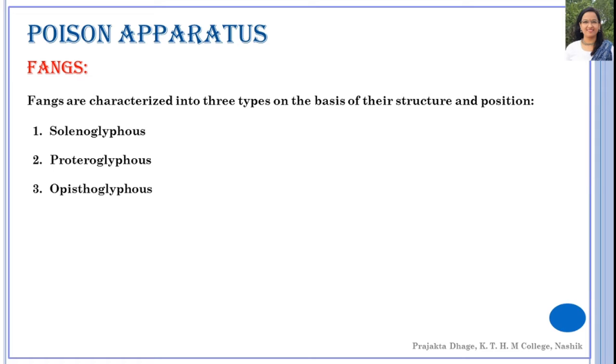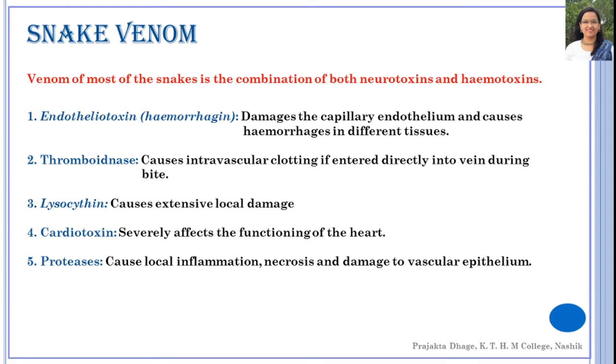The last type of fangs that we are going to see is Opisthoglyphous fangs. They are present in snakes of family Colubridae. These types of fangs are small and lie at the back of the maxillae and are grooved along the posterior border. So this was about the types of fangs. Let's move on towards the snake venom.